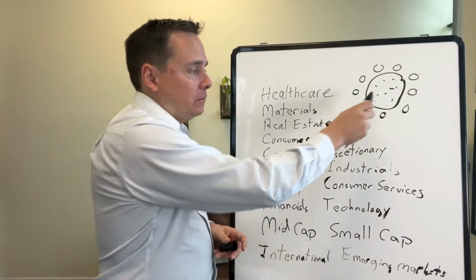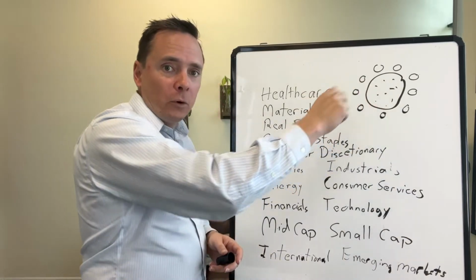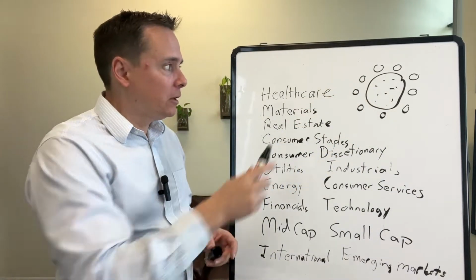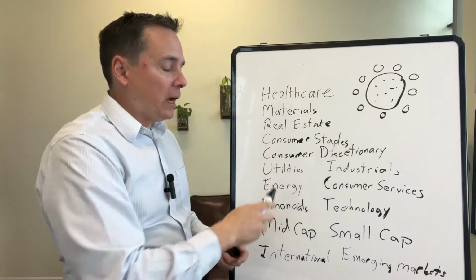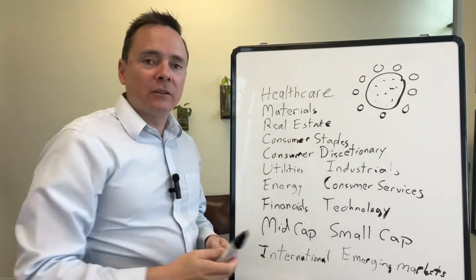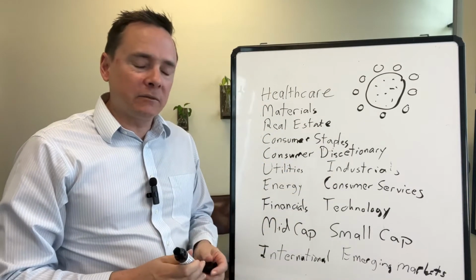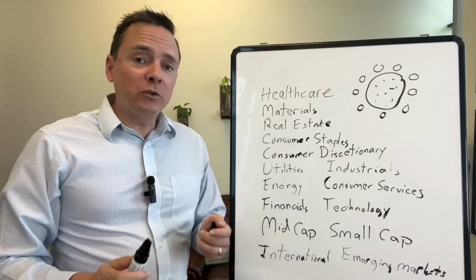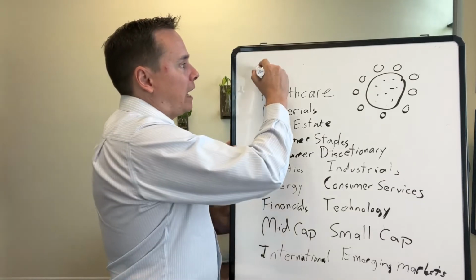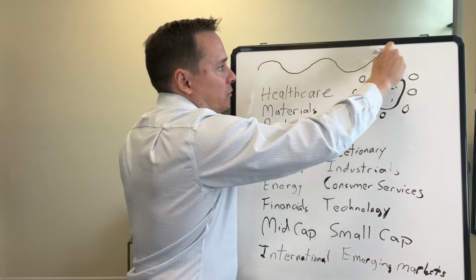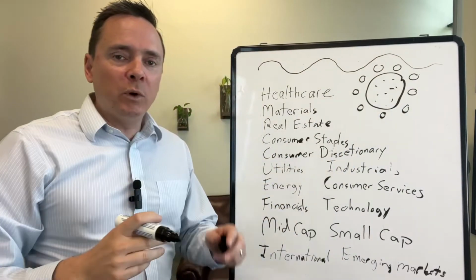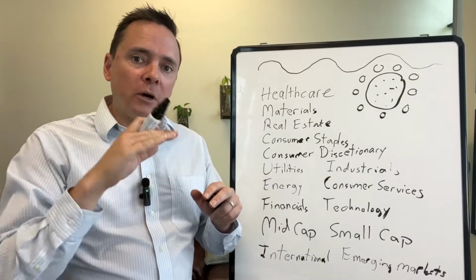So again, there would be the core position, which isn't going to change all that much. You're going to have the satellite positions around it, which are going to be made up of all these sectors and different sizes of companies. And really what we're trying to do here is smooth out the ride. In addition to trying to maximize returns, we want the volatility to be as low as possible.